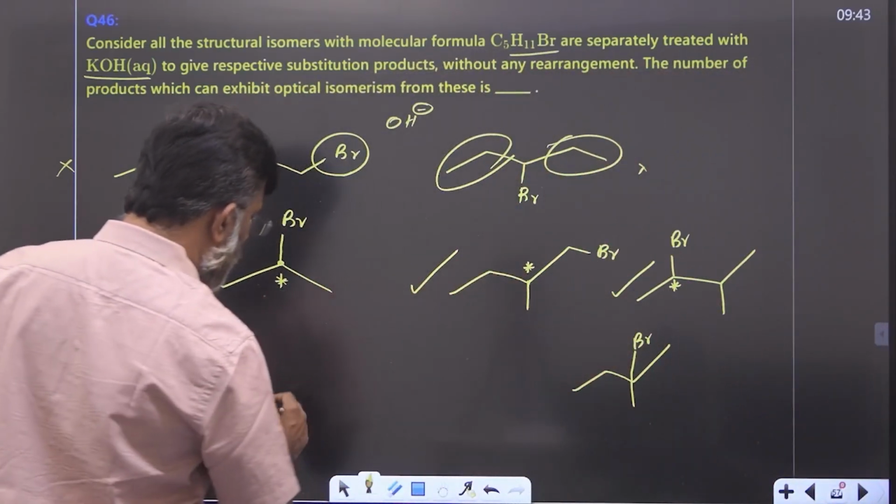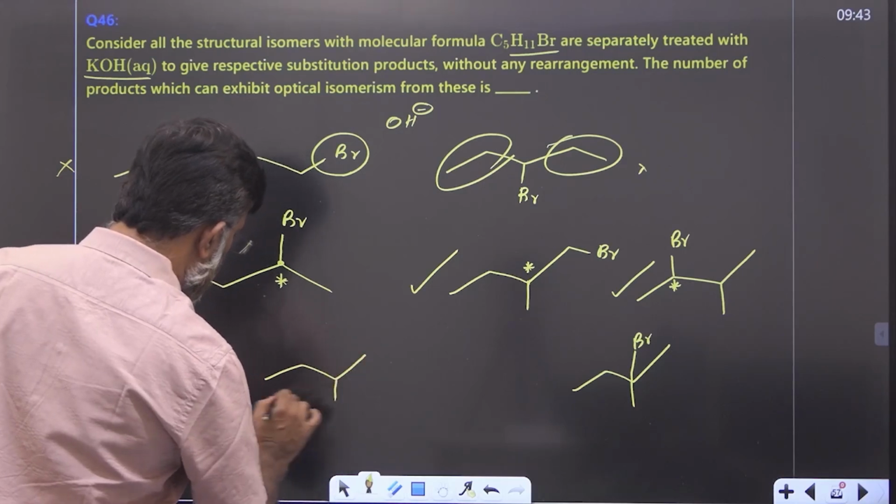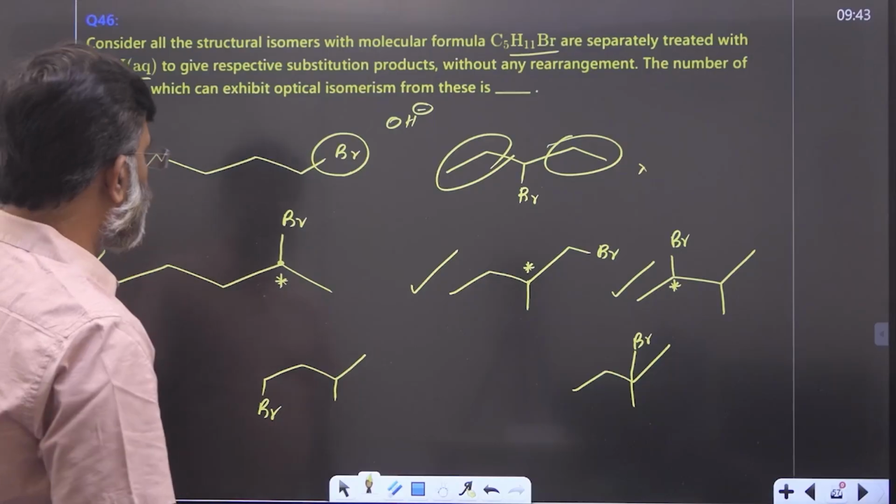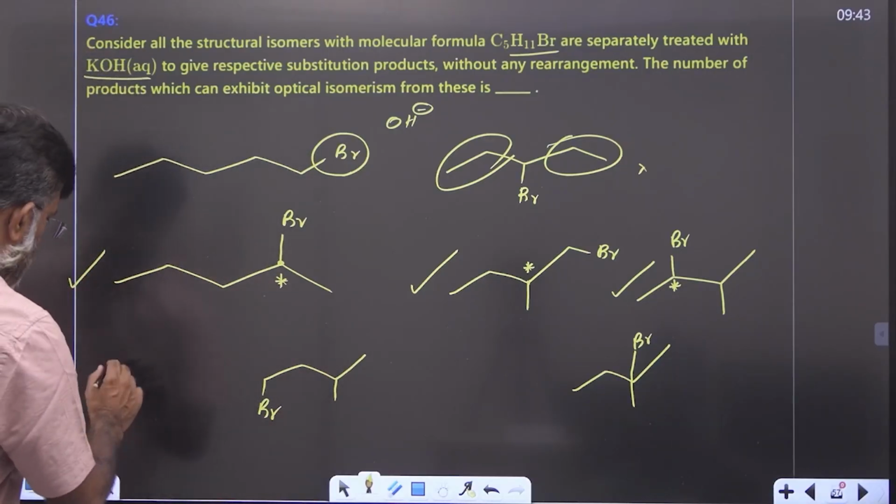Bromine can come here, no? It can come here, here. But again, no use. It is not showing chirality. What else?